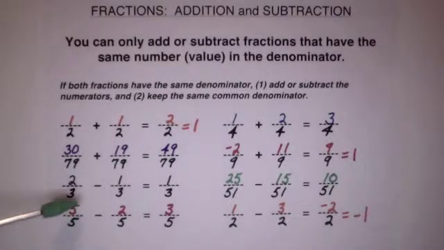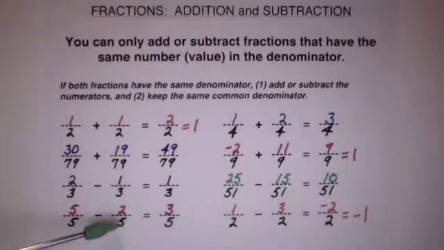So if I wanted to find out what 1 minus 2/5 equals, I must change that into 5 over 5 in order to subtract it from a fraction with 5 in the denominator.